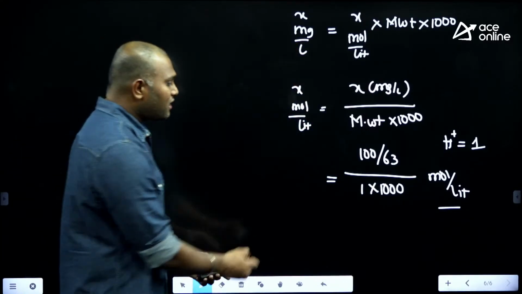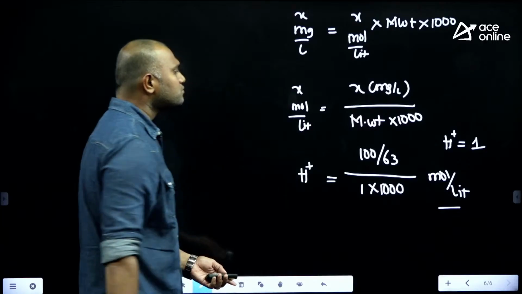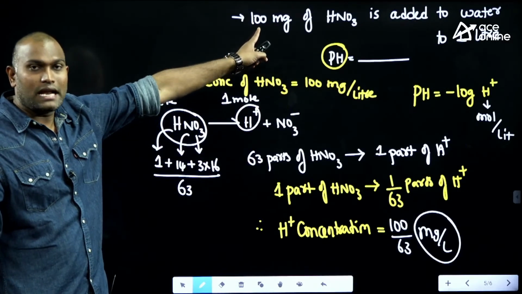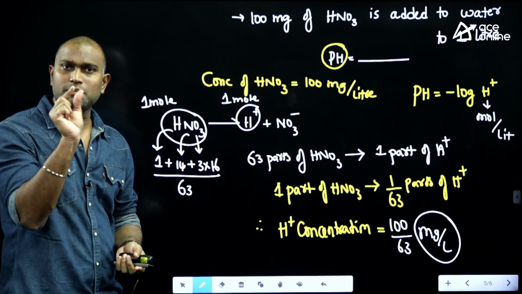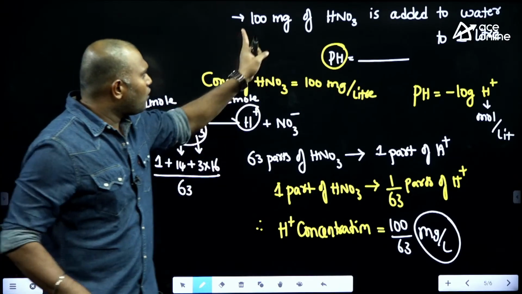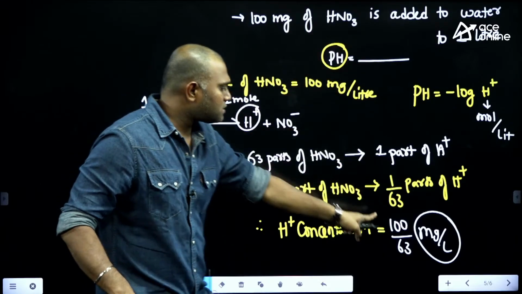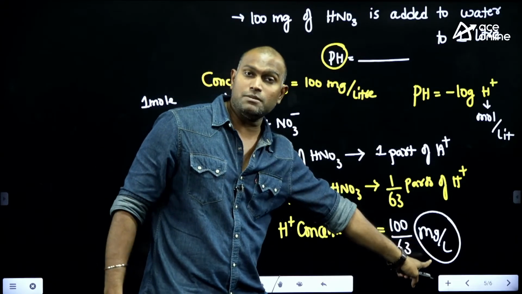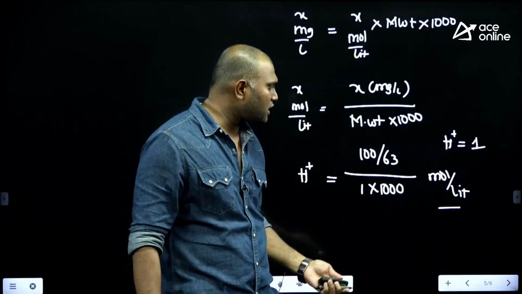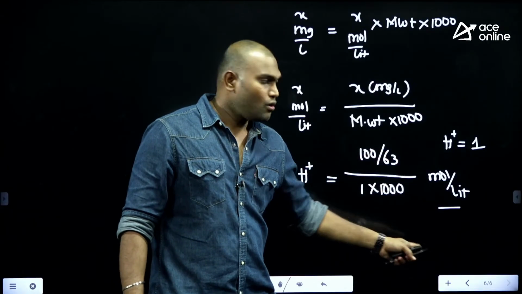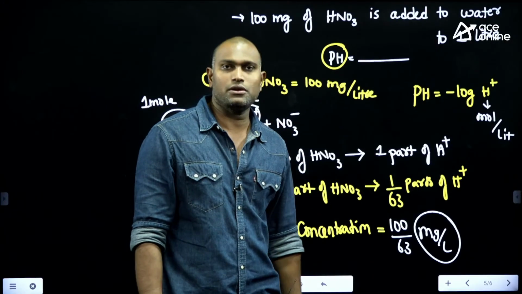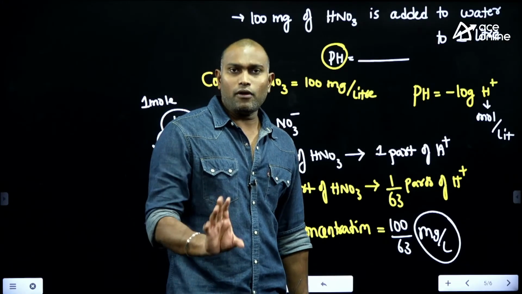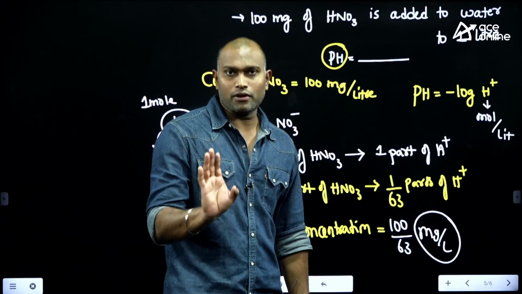So see, what I have added is HNO3, but I want pH. HNO3 is an acid that will definitely produce H plus ions in the water. So this much will give this much amount of H plus, in mg per liter. You need to convert that into mole per liter. Once you get the mole per liter, only then can you write down the pH value. So the point is, the conversions are very, very important.